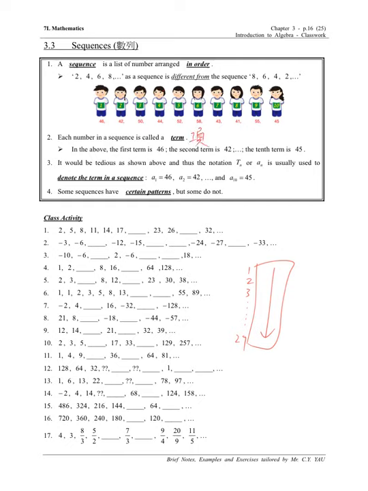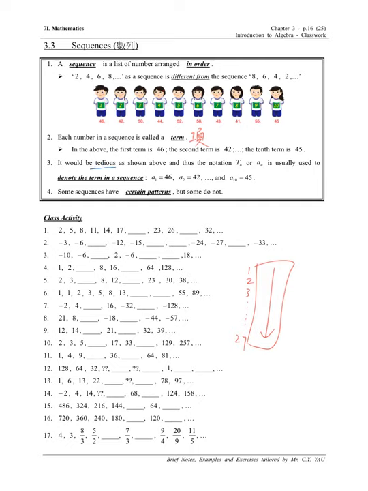Okay, the example here is the first term is 46. How about the second term? It will be 42. The third term is 50. The fourth term is 44. The 10th term is 45. But mathematicians are lazy. If you always write down the 10th term is 45, the 9th term is 55, then it would be super tedious. And therefore, mathematicians have a very simple way to define or to present this idea.